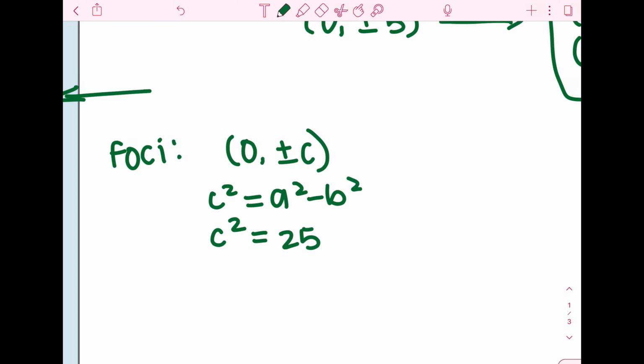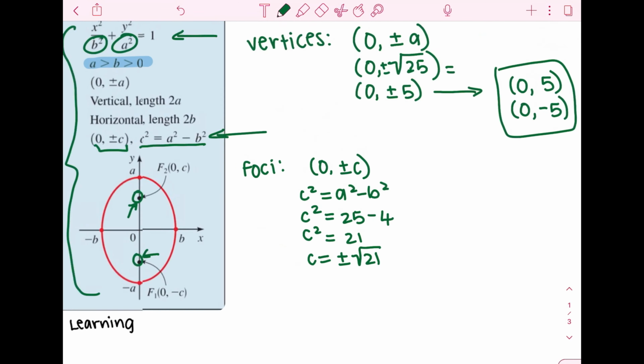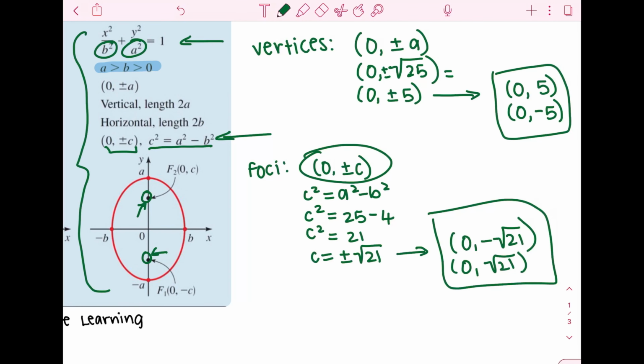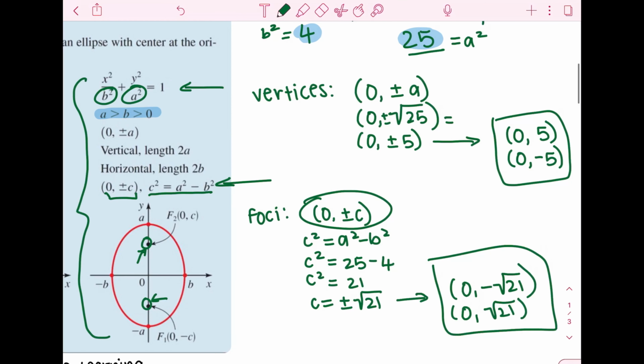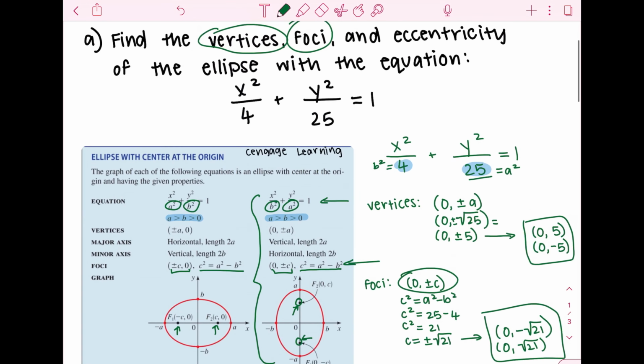So a squared was 25, b squared was 4. C squared is equal to 21, which means our c is equal to plus or minus root 21. And if we want to put it into this form, we're just going to have to translate it into (0, negative root 21) and (0, positive root 21). You don't have to write the plus, but if you want to, you can. This is as simple as it gets. Like I said, you're just plugging a couple of values into your equation, and then it doesn't seem so hard.